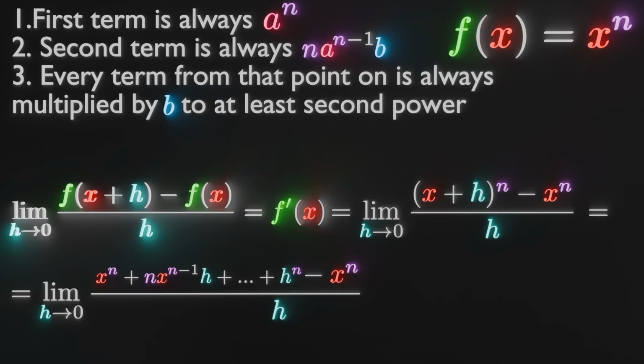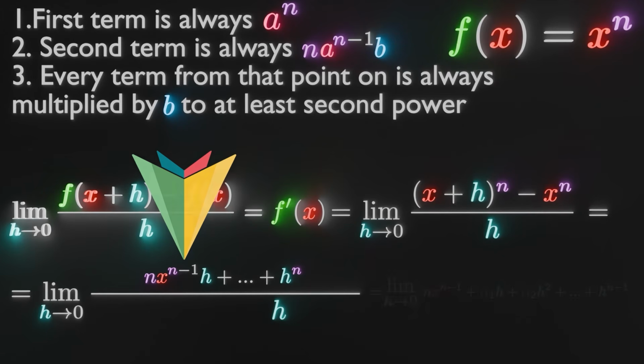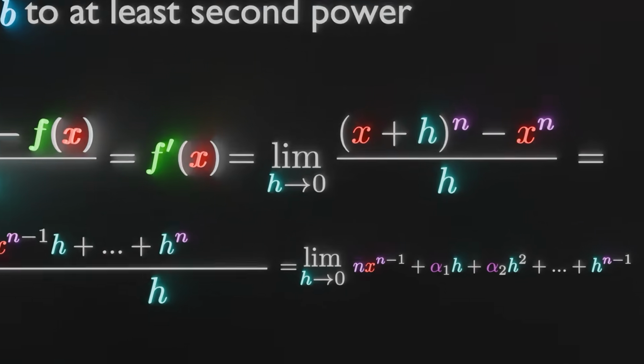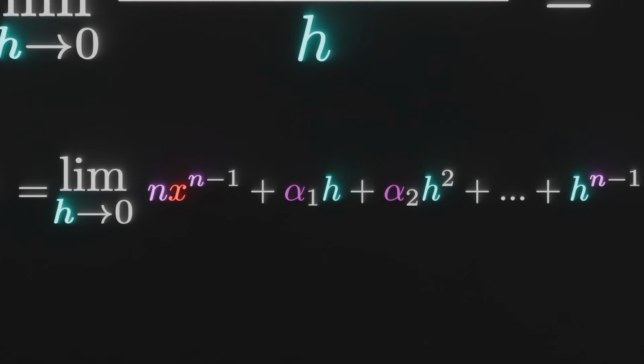Now the first fact will mean that the first term will instantly cancel itself out with the last subtraction. Brilliant. Then the second fact is this term, and if we divide all of these by h, we get our final equation. Great. Then we need to get rid of the additional sums, and using our third fact, we know that all of these were multiplied by h to at least second power, but since we divided all of them, they are now multiplied by h to at least first power.